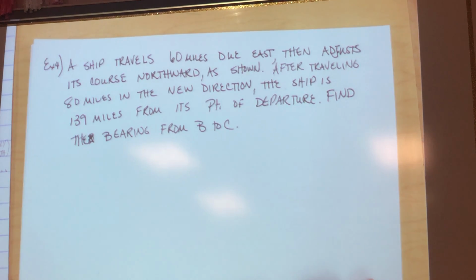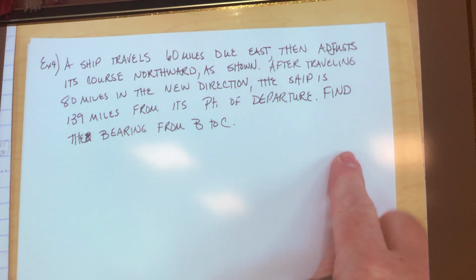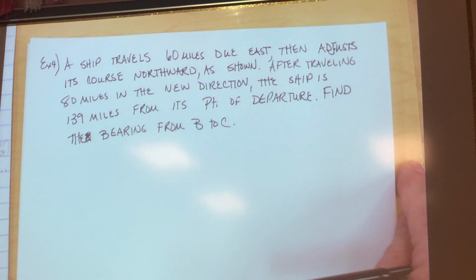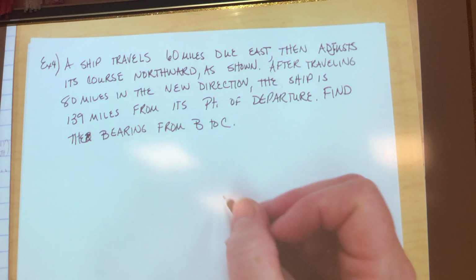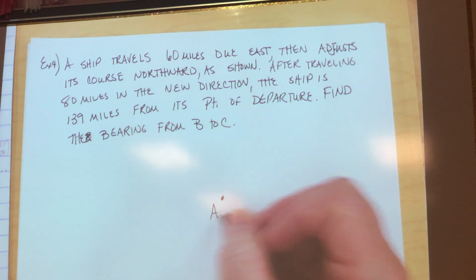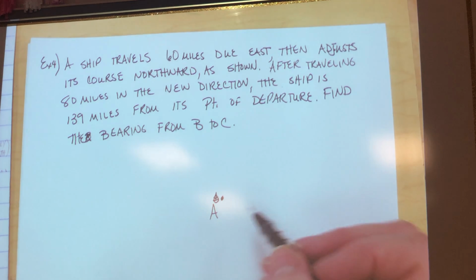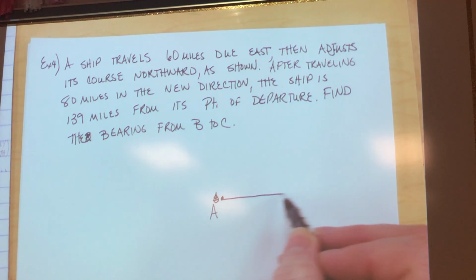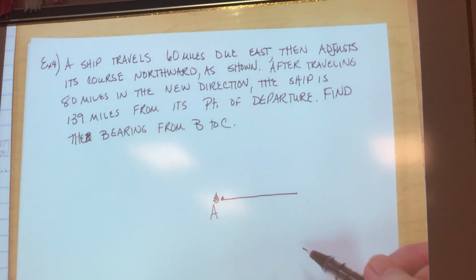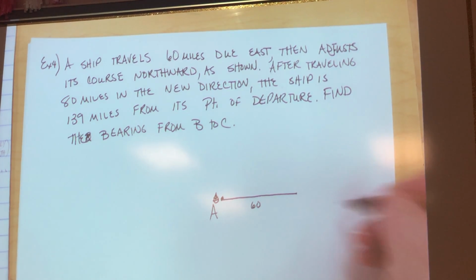Okay, so we got a ship. Does everybody agree? I'm not gonna start drawing my picture over here because which way is my ship going? East, and then you'll be off your paper. Yeah. So start right here. Okay, so my ship's right here and he's at A. Okay, and then he goes due east. So he goes this way. How many miles? 60. And then he adjusts his course, okay?